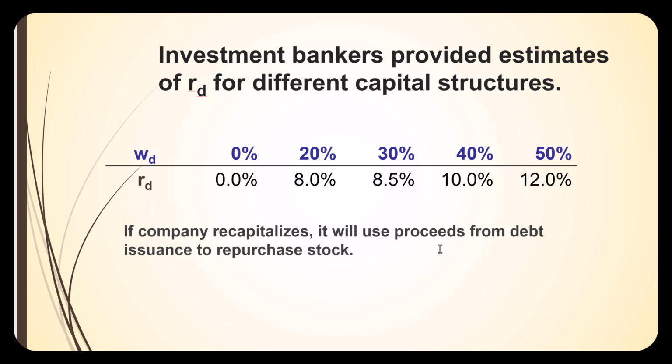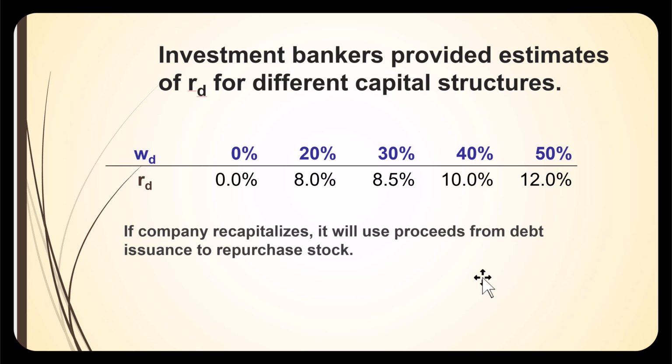We can contact some investment bankers, talk to some people that deal with debt, and ask them about the cost of borrowing money. So for this information, we look at proportions of debt. So if a company wanted to have a 30% debt in their capital structure, investment bankers say they would probably pay about 8.5%. If they wanted 50%, it would be closer to 12%.